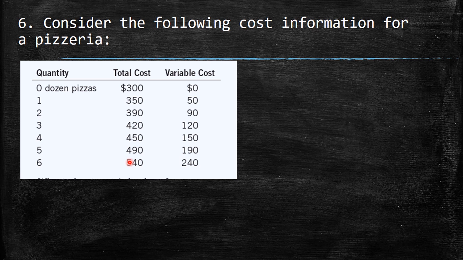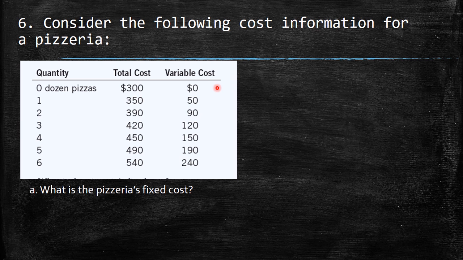And then the question asks the next thing. What is the pizzeria's fixed cost? Remember that the total cost is the sum of variable cost plus fixed cost. You have different methods to discover the fixed cost. The first one: when you have 0 as a variable cost, this value is naturally the fixed cost, because you don't produce anything, but you need to pay that. It doesn't matter how much you produce. For this reason, the fixed costs don't depend on the production at all.